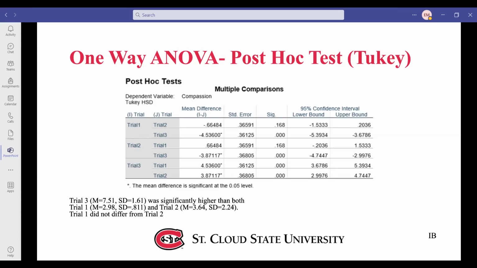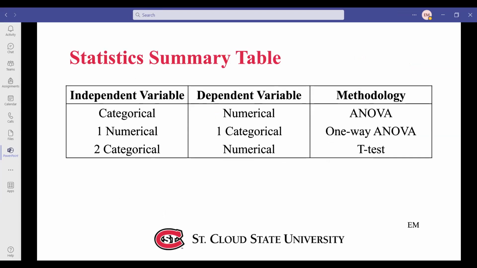Now, the test will give you all that, but you have to realize that trial 2, trial 3 is the same as trial 3, trial 2. So it's just one. And then you go back here, you look at trial 1, trial 3, and trial 3, trial 1 is the same. So at the end of the day, the ones that are significantly different are trial 3, with the mean of 7.51 and standard deviation of 1.6, which was significantly higher than both trial 1, with the mean of 2.98, and trial 2, with the mean of 3.64. So trial 1 did not differ from trial 2. That's how we handle the post hoc ANOVA. And this is just a glance of the possibilities, and there are many other tests depending on your specific situation. Thank you, and I'll pass it on to the next presenter.